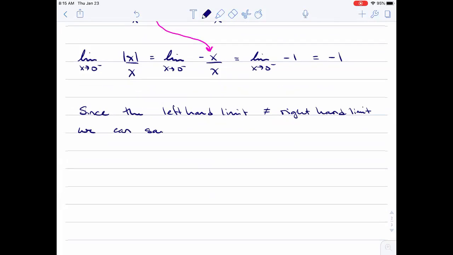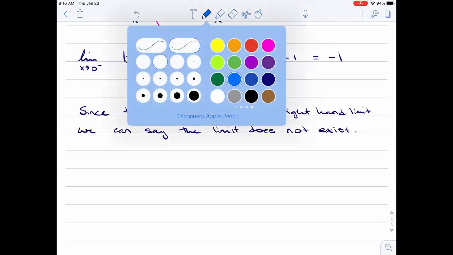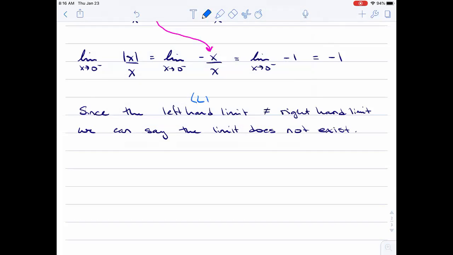We can say the limit does not exist. That's what we established last day. In order for the limit to exist, the left-hand limit has to equal the right-hand limit. And just to save us a little bit of writing here, what if we just abbreviate the left-hand limit to LHL and the right-hand limit to RHL?